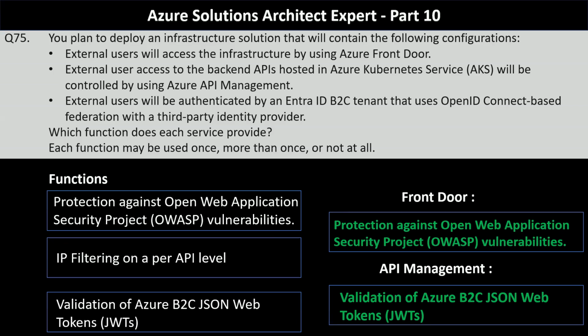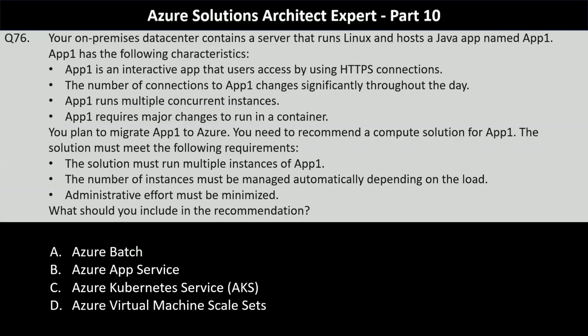Let's look at question number 76 of the series. Your on-premise data center contains a server that runs Linux and hosts a Java app named App1. App1 has the following characteristics. App1 is an interactive app that users access by using HTTPS connections. The number of connections to App1 changes significantly throughout the day. App1 runs multiple concurrent instances. App1 requires major changes to run in a container. You plan to migrate App1 to Azure.